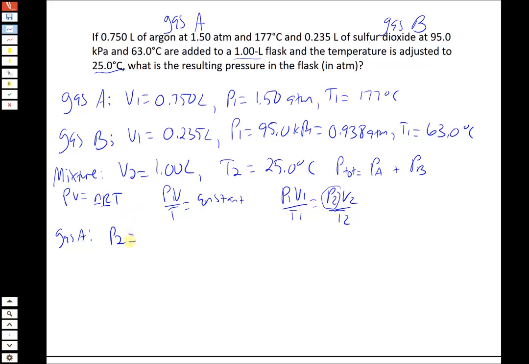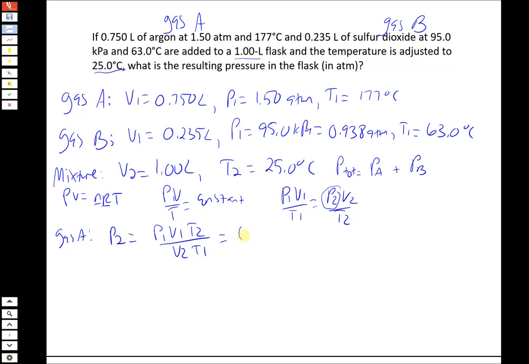Just call it P2 for now. But anyway, for gas A, P2 is, for both gases really, P1, V1, T2 over V2, T1. And so we're going to do that for gas A. So for gas A, again, we have the initial conditions written up there.